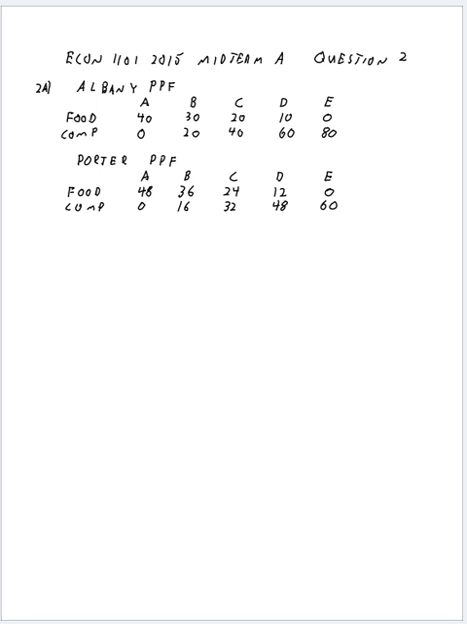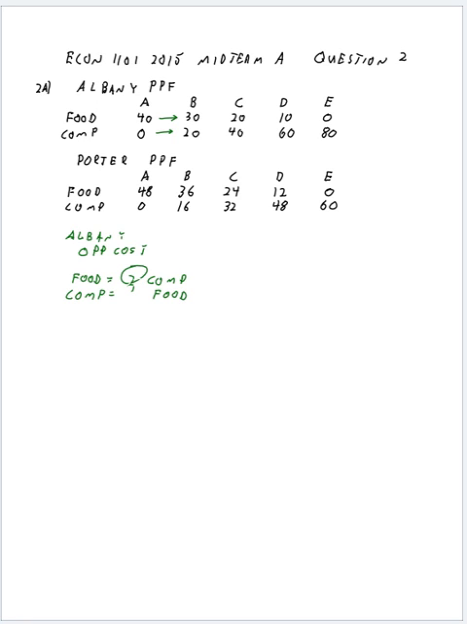So here we can see that for Albany, when we gain 20 computers, we are giving up 10 units of food. And so for Albany, the opportunity cost of food is going to be 2 computers. And that makes the opportunity cost of computers 1/2 unit of food.